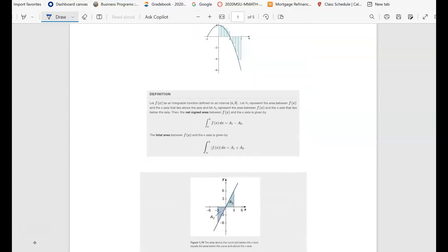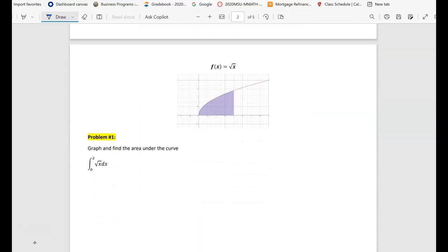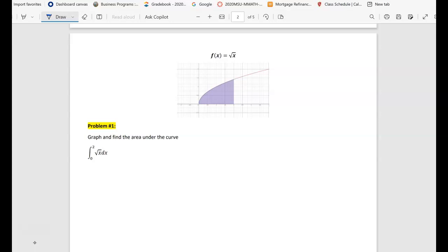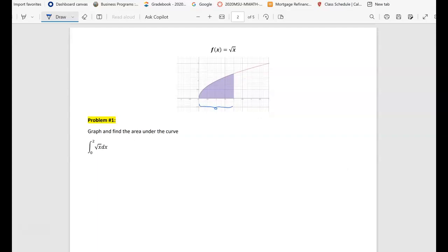So for instance, let's take a look at the first problem, and I provided the graph of what this one represents. It's a square root function, and we're going to be evaluating the area from the values of 0 to the values of 2. And to find the area, you're simply going to be integrating. Let me rewrite it as x to the 1/2, from 0 to 2.